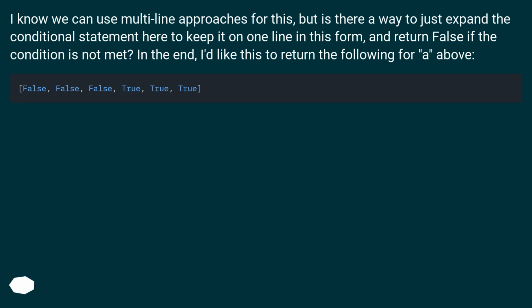I know we can use multi-line approaches for this, but is there a way to just expand the conditional statement here to keep it on one line in this form, and return false if the condition is not met? In the end, I'd like this to return the following for above.